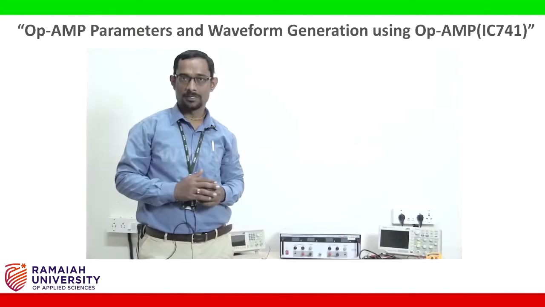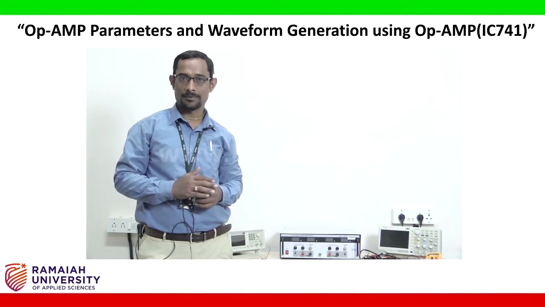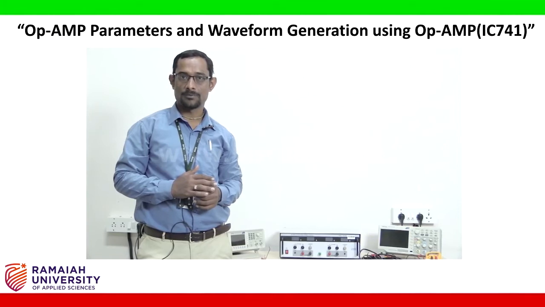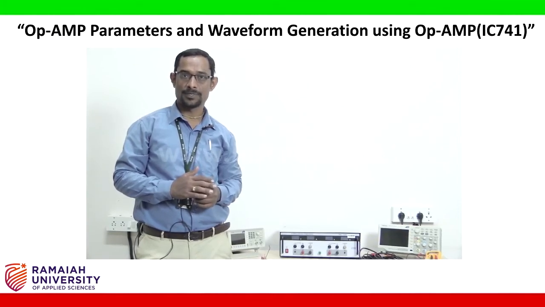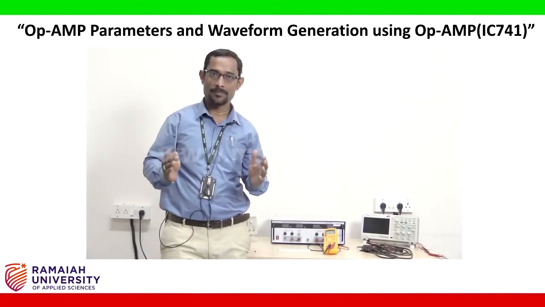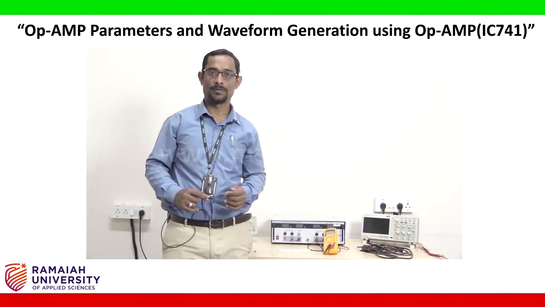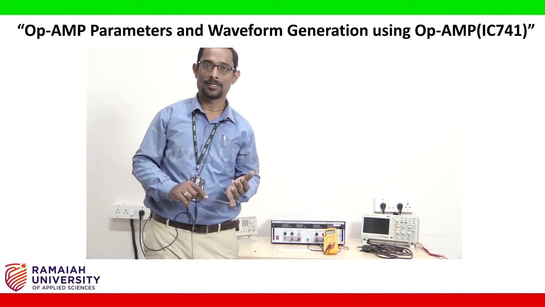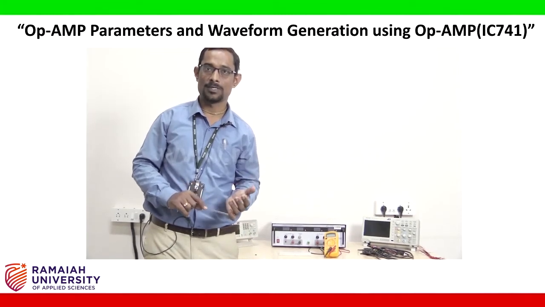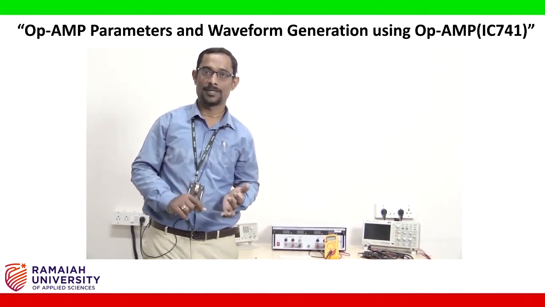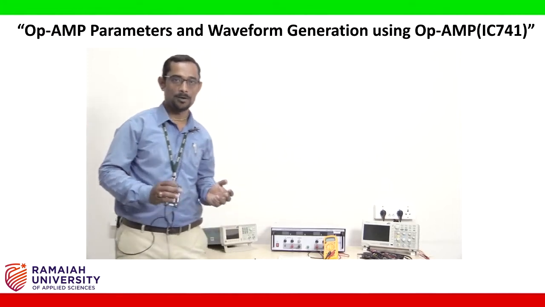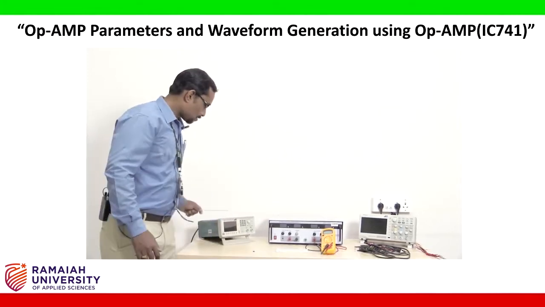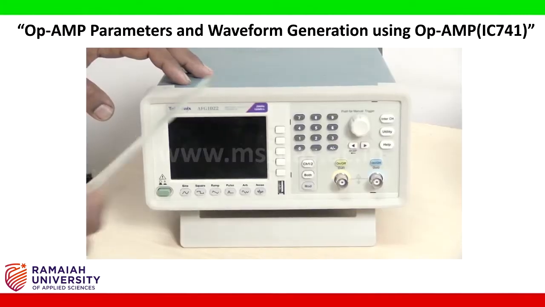Dear students, today I am going to execute the experiment on op-amp parameters and waveform generation of an op-amp using IC 741. The main aim of the experiment is to find out the parameters: input bias current, input offset current and input offset voltage, bandwidth and slew rate. The main component required for this experiment is a signal generator. So this is the signal generator.